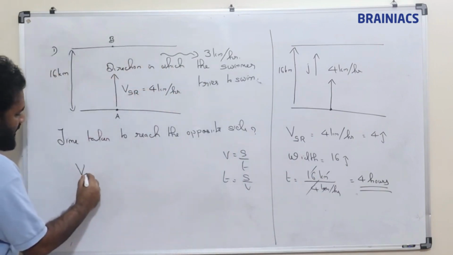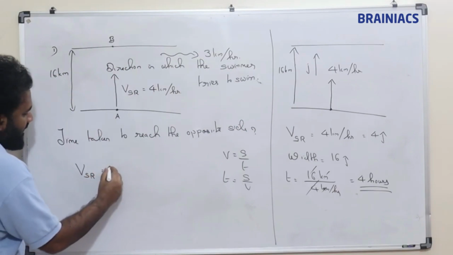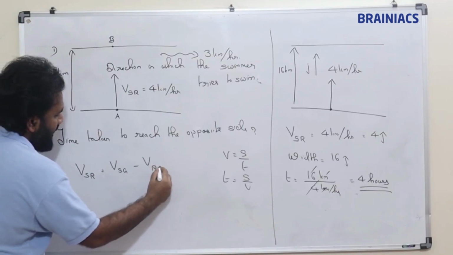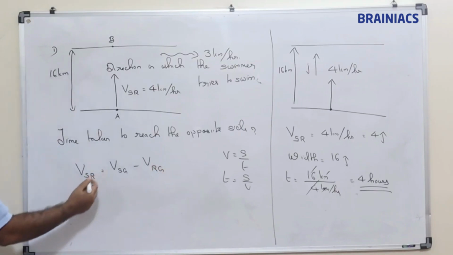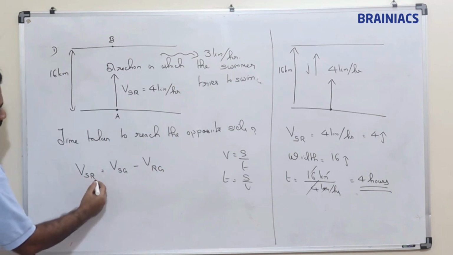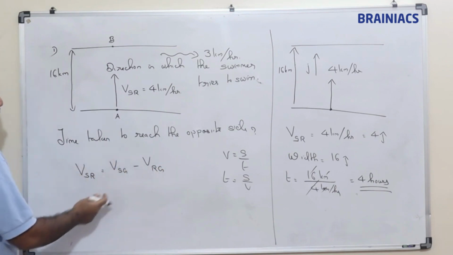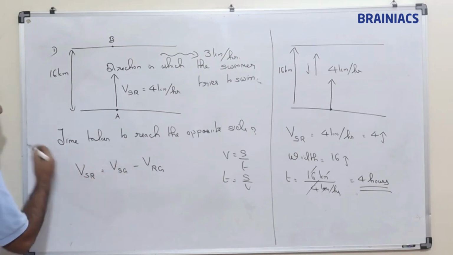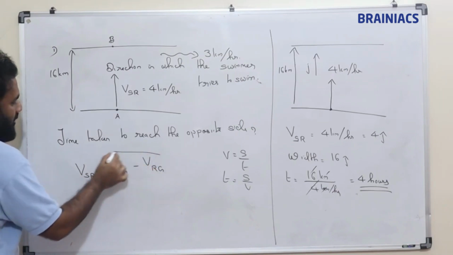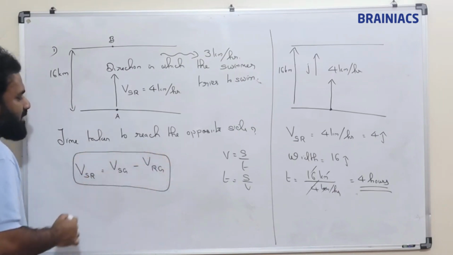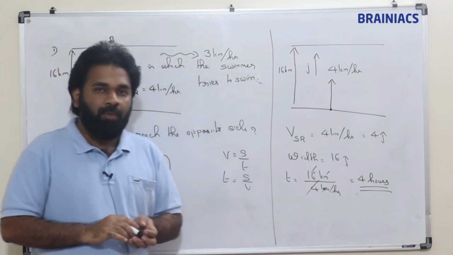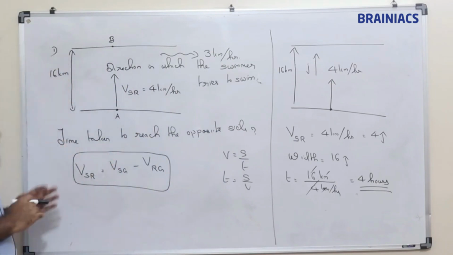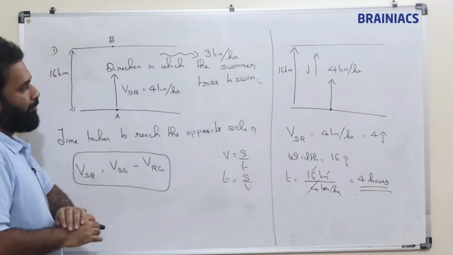See, velocity of the swimmer with respect to river is nothing but velocity of the swimmer with respect to ground minus velocity of river with respect to ground. Here velocity of river with respect to ground we know, velocity of swimmer with respect to ground we do not know, velocity of swimmer with respect to river we know. In certain questions we will use this equation without much difficulty. Did you understand this question and that answer?